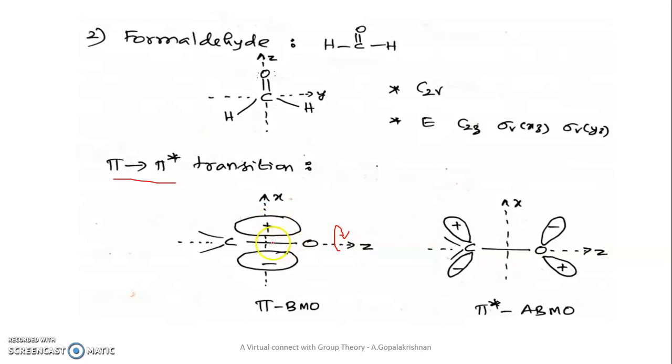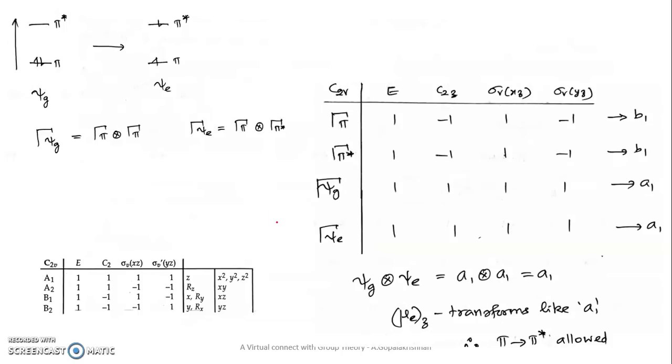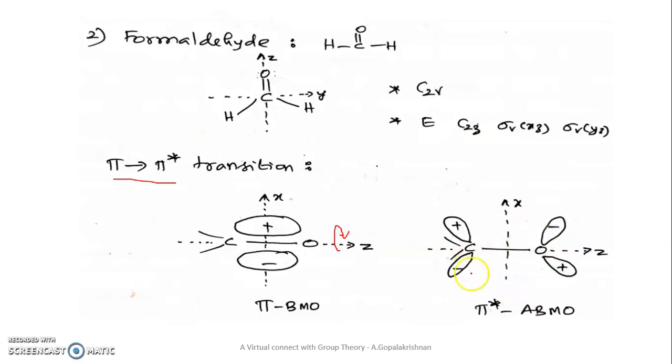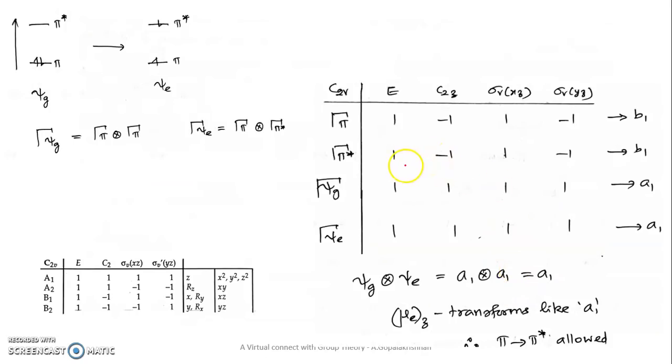What about yz? Listen, the y-axis is perpendicular to the screen. So if you keep a plane passing through this carbon-oxygen bond, it will go in between these 2 lobes. So if you do reflection, plus will reflect down, minus will reflect up. So the sign will change. Therefore, you'll get -1 here. Now, if you analyze the character table, 1 -1, 1 -1 corresponds to the B1 irreducible representation. I am using a small letter because here this irreducible representation corresponds to molecular orbitals. Similarly, you carry out the operation on the pi star orbital. You will get a representation like this, 1 -1, 1 -1, and that corresponds to b1.